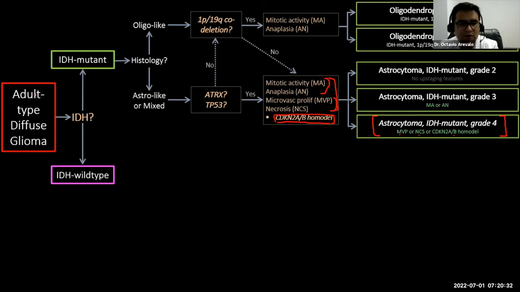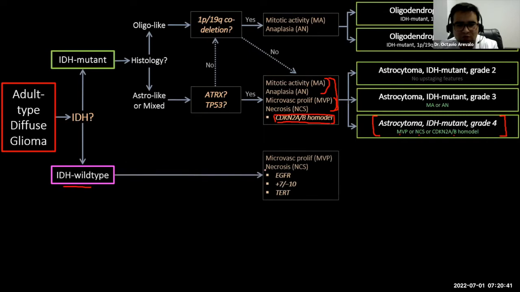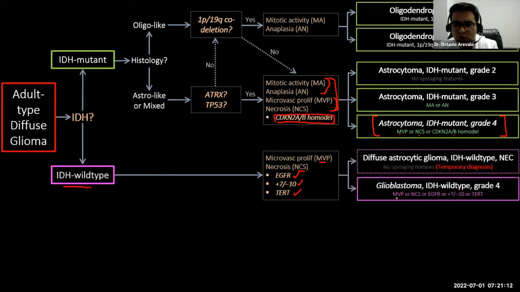Now, let's go back. We have an adult type diffuse glioma, which is IDH wild type. So then we will have to check for either all the grade 4 features, microvascular proliferation, necrosis, or EGFR amplification, a gain of a whole copy of chromosome 7 and loss of a whole copy of chromosome 10, or the TERT promoter mutation. If you have any of these 5 items, any of those, regardless of the histology, then you have a glioblastoma.